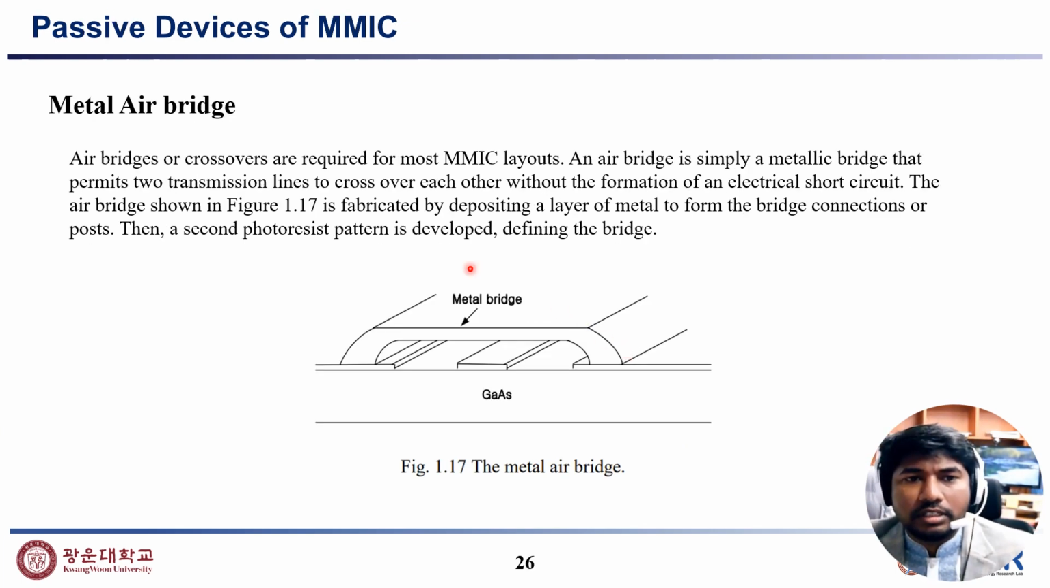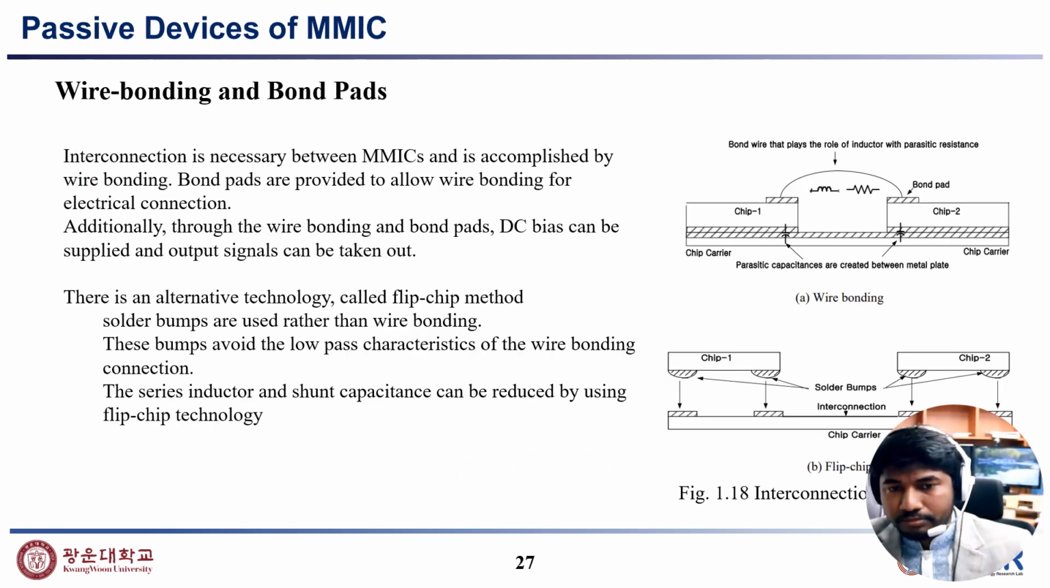And what is a metal air bridge? Air bridges or crossovers are required for most MMIC layouts. An air bridge is simply a metallic bridge that permits two transmission lines to cross over each other without the formation of an electrical short circuit. So here you can see a metal bridge.